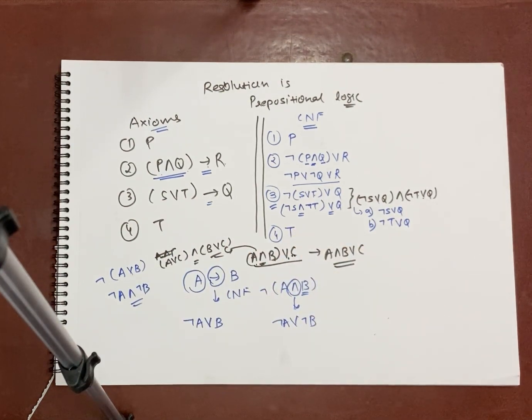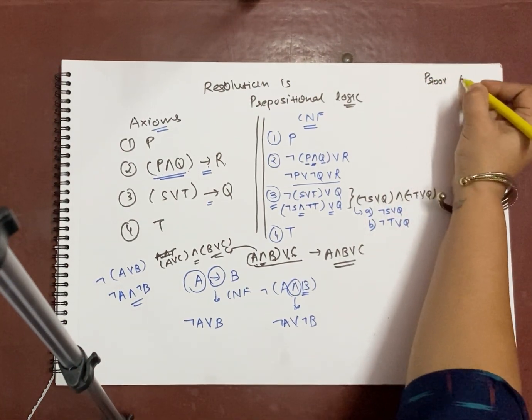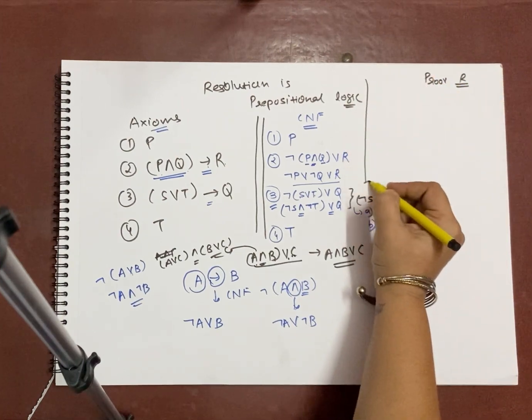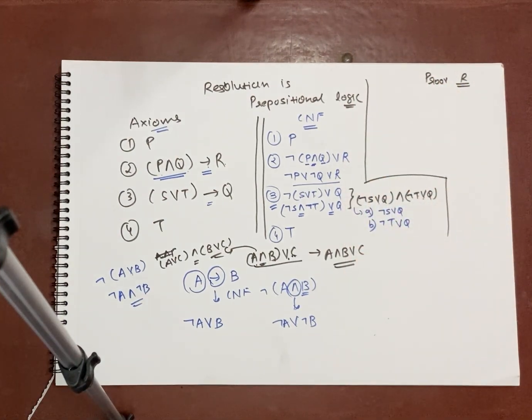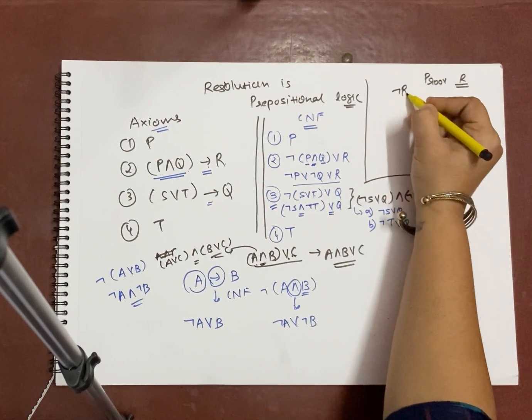Now what are we going to prove over here? Let us see. You have to prove that R is true. Okay, what you have to prove is R is true. Now resolution works on the principle of, yes, negation. So to prove R, what I am going to assume is not R.